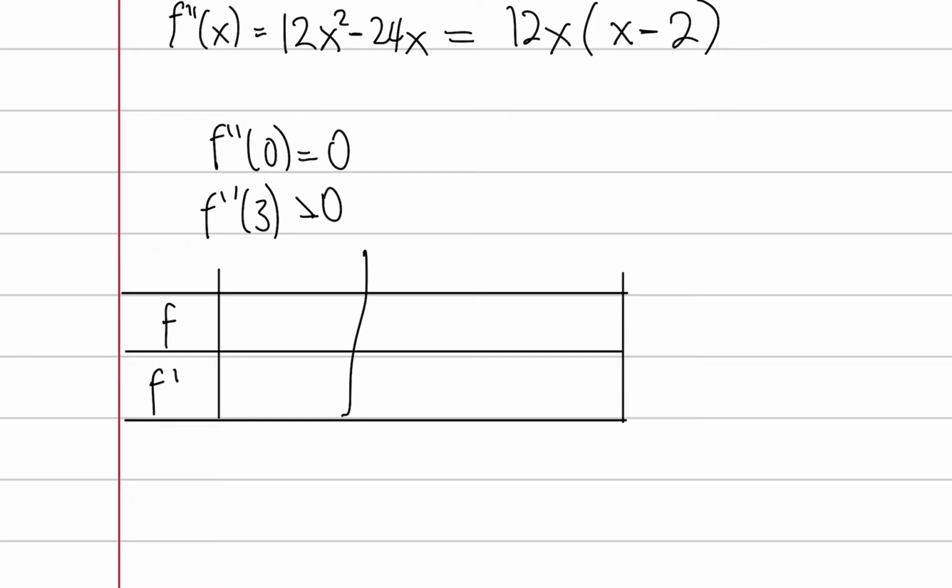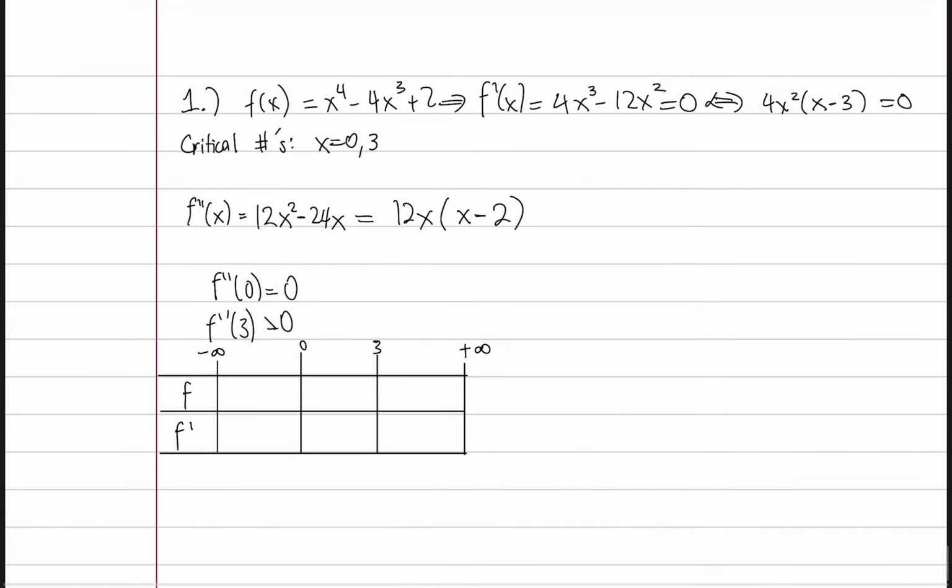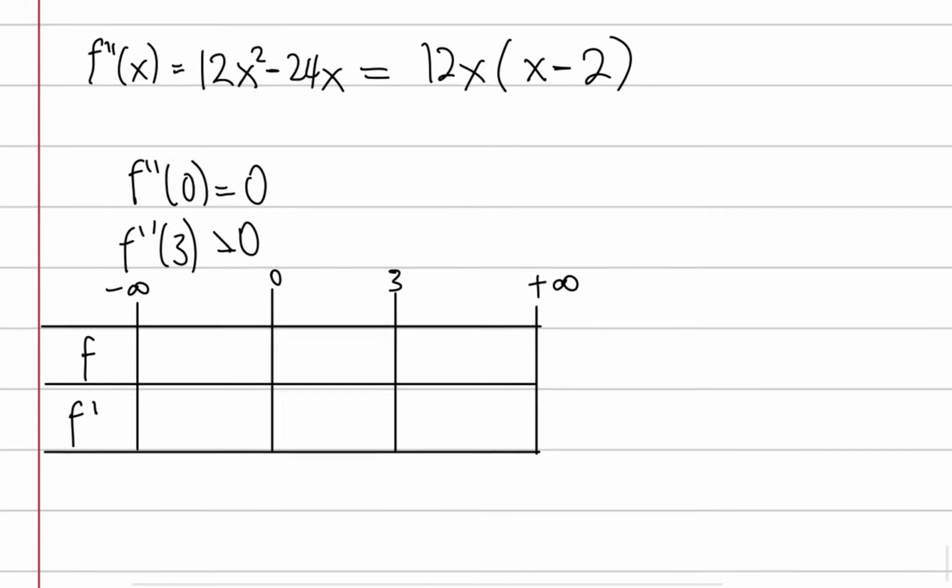But of course, since 3 is a critical number, we do still have to include it in our table, but we're not going to consider it, really we don't have to, just for simplicity. So this is f prime, okay? Notice x squared is always positive, 4x squared is always positive. So we're only looking at x minus 3. That alone determines the entire sign, okay?